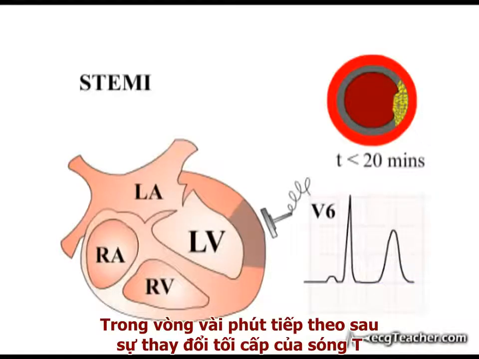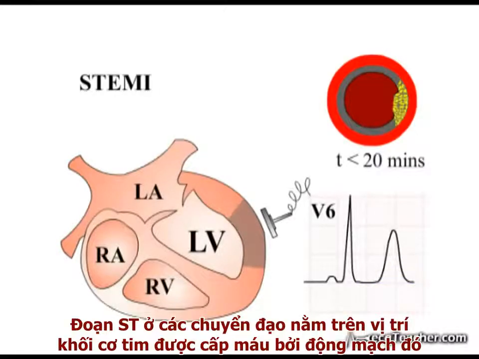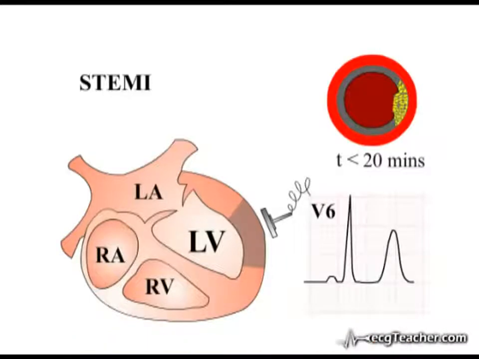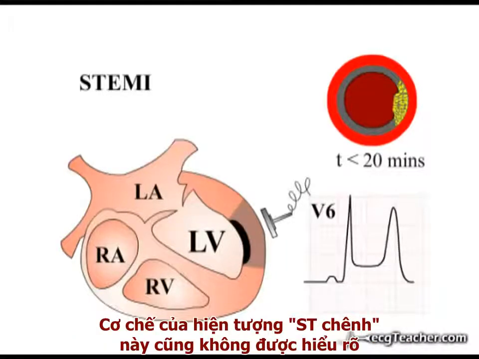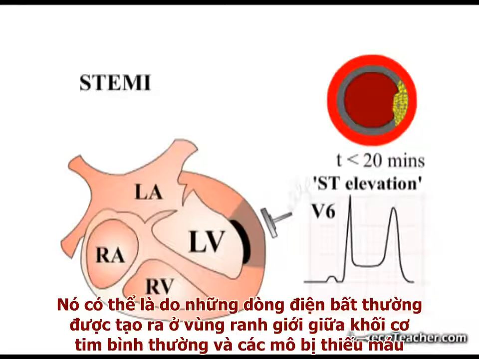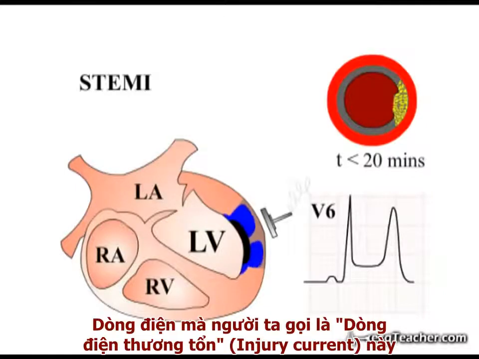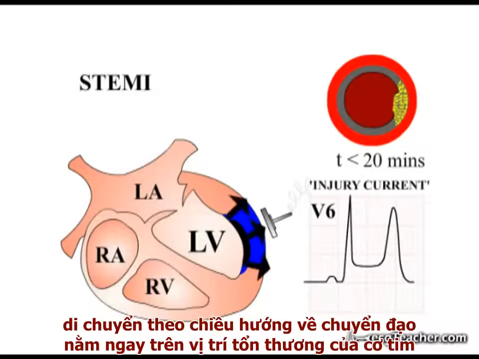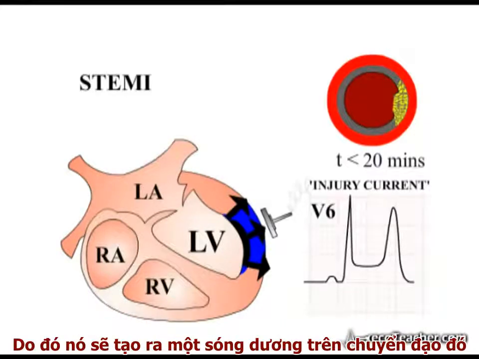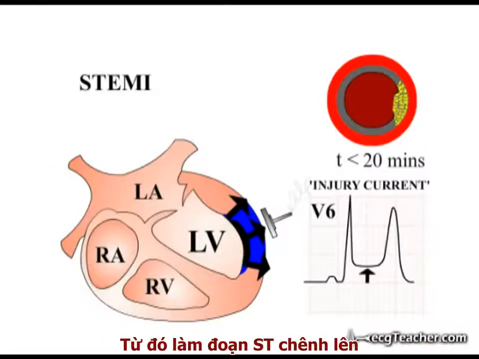In the minutes following hyperacute T wave changes, the ST segments in leads overlying the myocardial region deprived of arterial blood supply begin to rise above the isoelectric line. The mechanism underlying this ST elevation is poorly understood. It may be due to abnormal currents generated between normal and ischemic tissue during the time period of the ST segment. This so-called injury current moving towards the leads overlying the damaged region of myocardium would be expected to produce a positive deflection in their readouts, raising the ST segments.